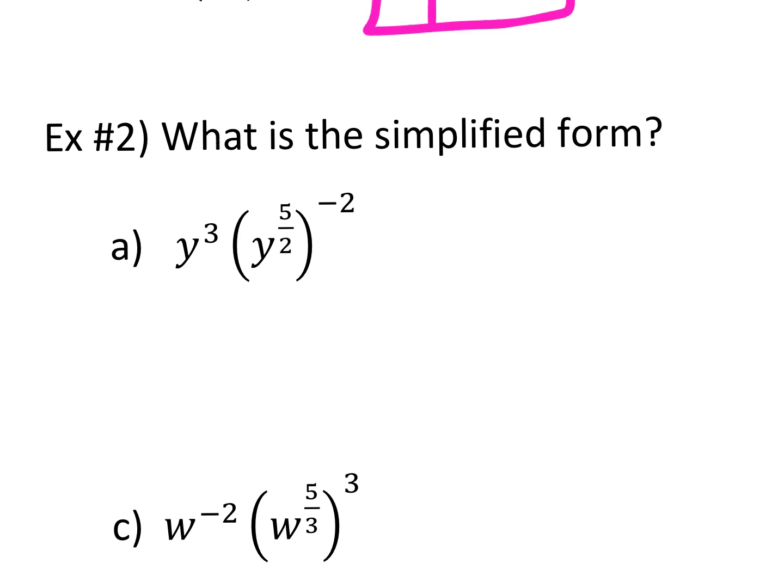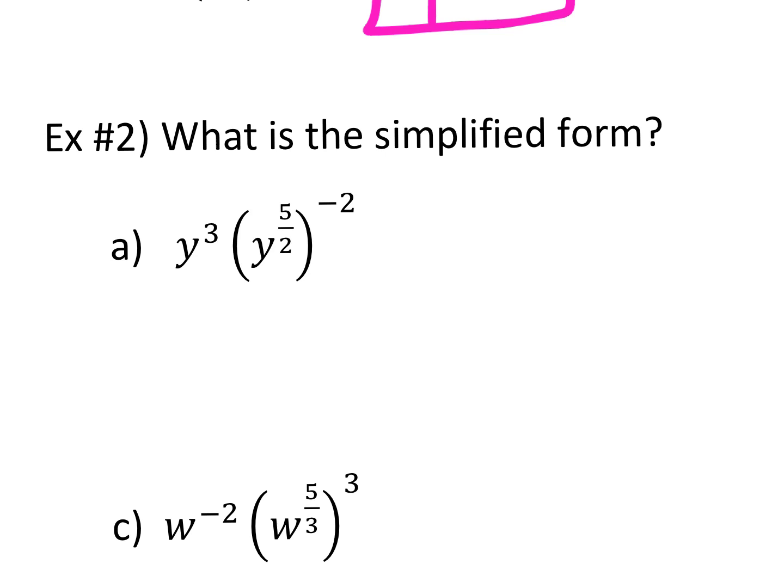Think about this for me. PEMDAS says you do what first? Parentheses. There's nothing to do inside of parentheses right now, right? It's just y to the 5/2. There's nothing you can simplify there, so we don't have to worry about that. Then E is the exponents. We have to do our exponents before multiplying and dividing, okay?